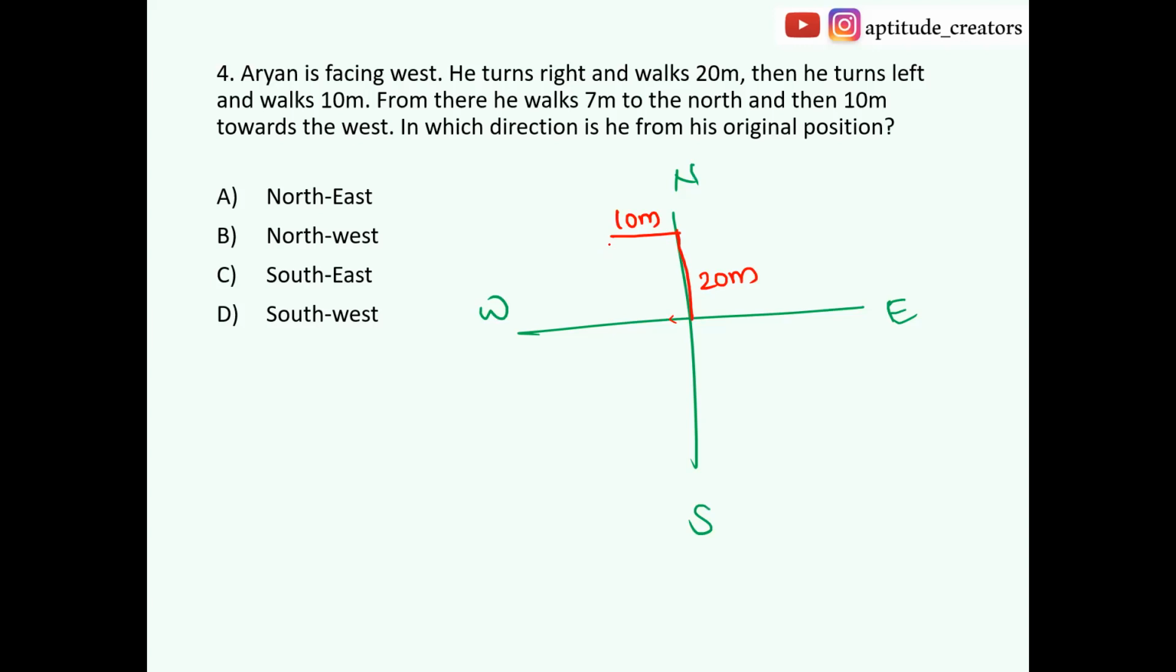Then he walks 7 meters to the north direction. Yes, this is 7 meters. And then 10 meters towards the west direction.